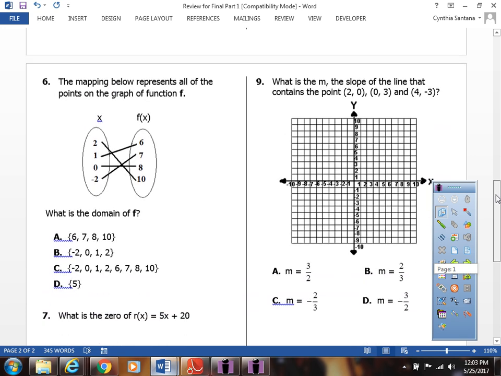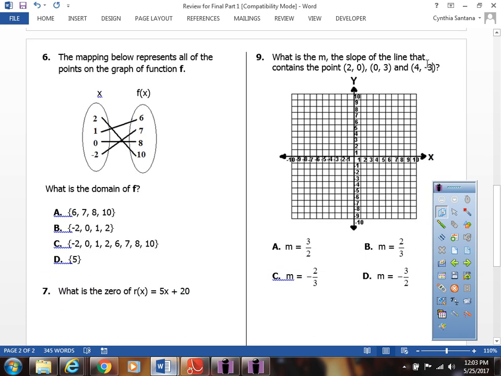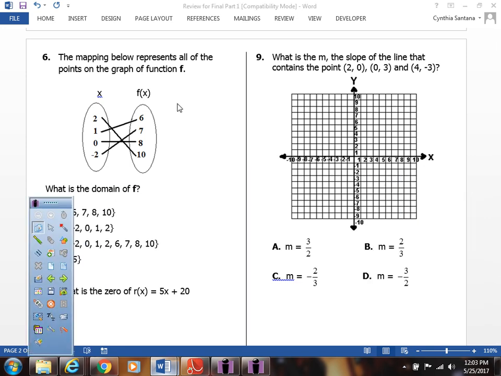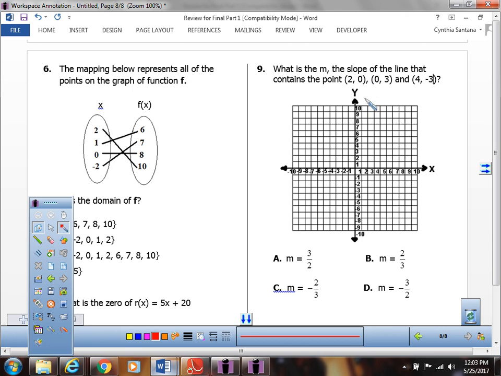Alright, so let's look at number 9. Number 9 on your paper, this number might have cut off, so please add it in. This coordinate right here on your paper I think got cut off, so put -3 on your paper. It's 4, -3. So on this one it says what is the M, the slope of a line that contains the points, and they gave you 3 points. And they gave you a graph here where you could graph them. So let's graph 2, 0. Let's graph 0, 3. 1, 2, 3. And let's graph 4, -3. 1, 2, 3. 1, 2, 3, 4.